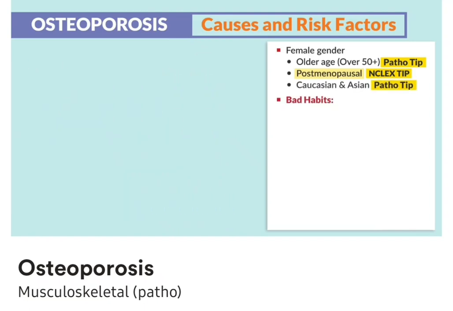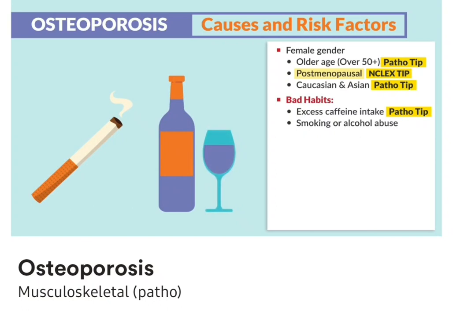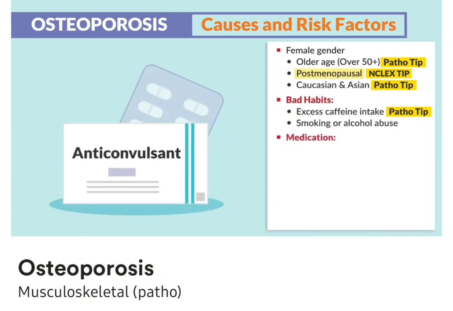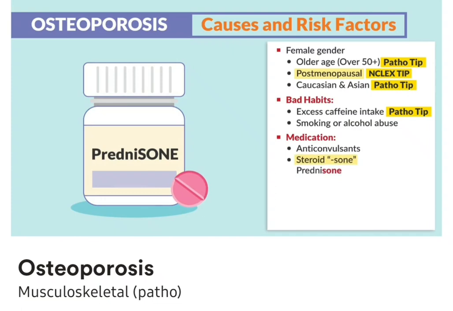Now the bad habits that contribute to osteoporosis are excessive caffeine intake and smoking or alcohol abuse, and medications like anticonvulsants, as well as steroids ending in zone, like prednisone. I would write that one down. That's a big NCLEX tip.